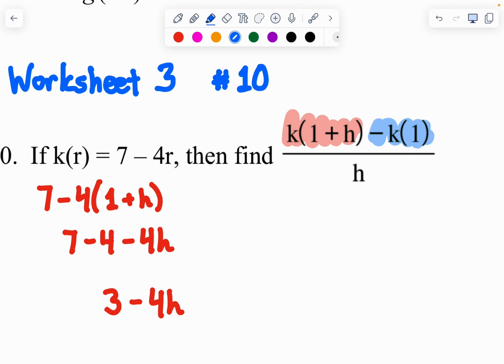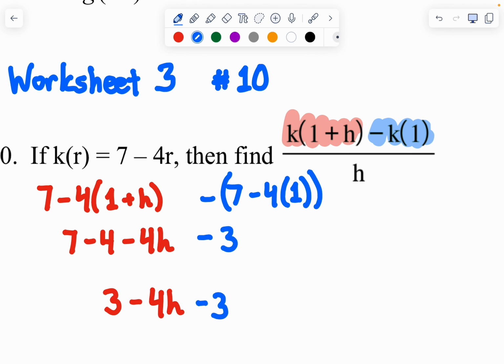And then I'm just going to do this other part separately, right? They want me to subtract k of 1, or minus k of 1. So I'll just do this in blue here. So they want me to subtract that. And this one we can actually evaluate. And I'm going to put a little parentheses here just to protect that. We're going to plug in 1 for my r value. 7 minus 4 is 3. And we are going to subtract that 3, right? So you can see where that comes from. And then the rest of this stays the same.